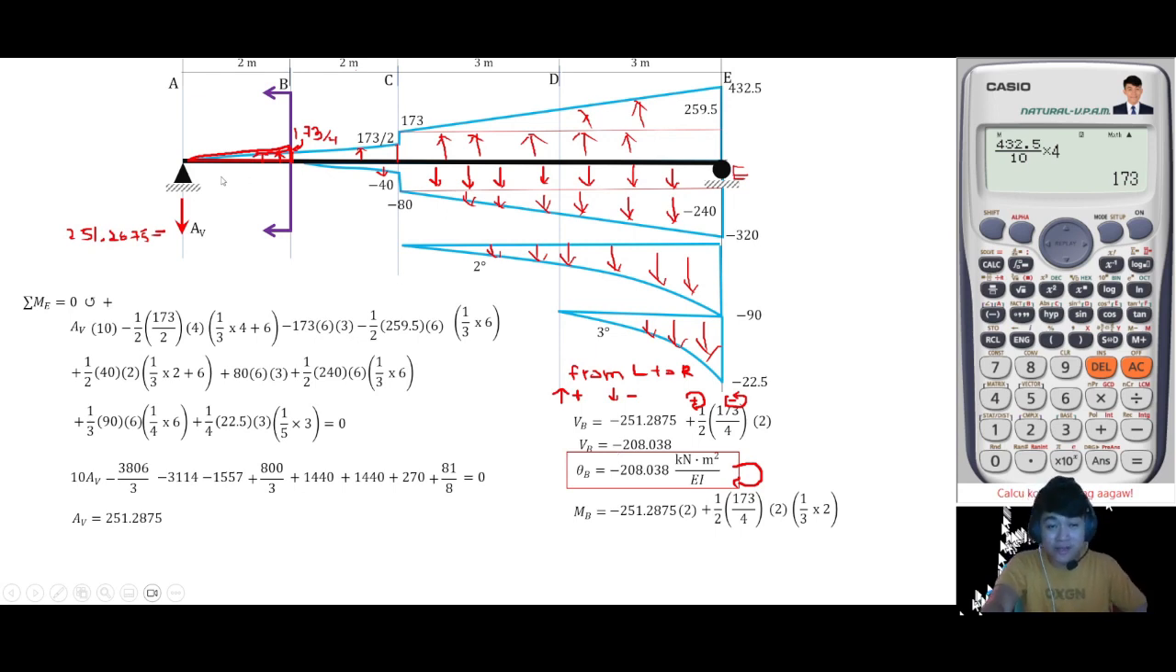Since obviously this will deflect downward because from your real beam, the loadings are all downward. Okay, obviously this will deflect downward. So therefore, the moment here must be negative. And that is equal to negative 473. The moment at B is also equal to the deflection at B. Since you don't have the value of EI, so this will be the final unit. Again, that negative deflection is a downward deflection.